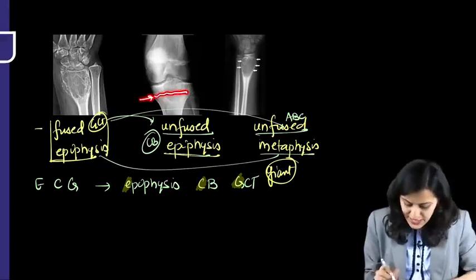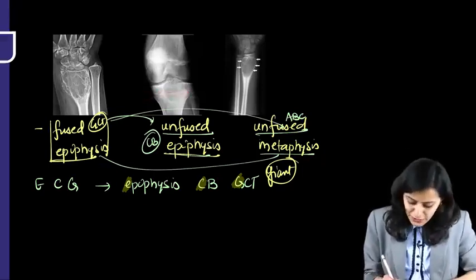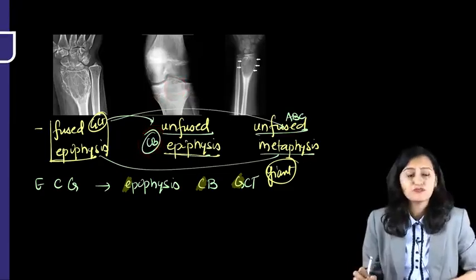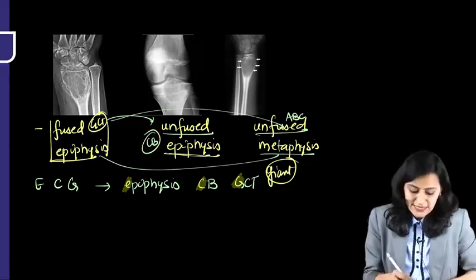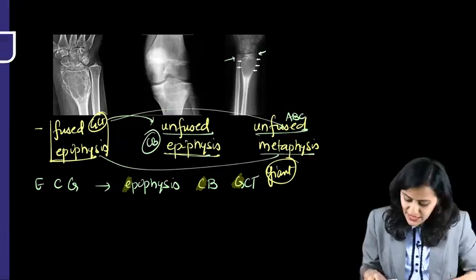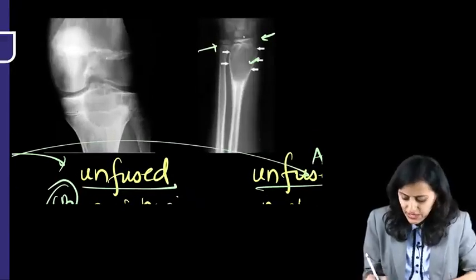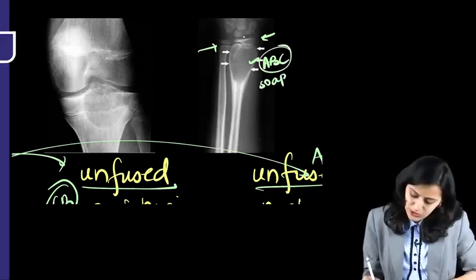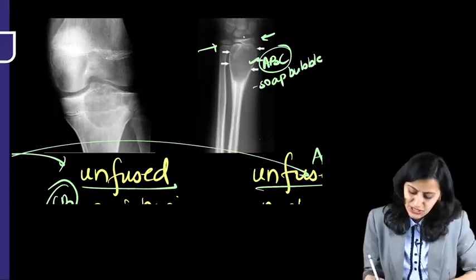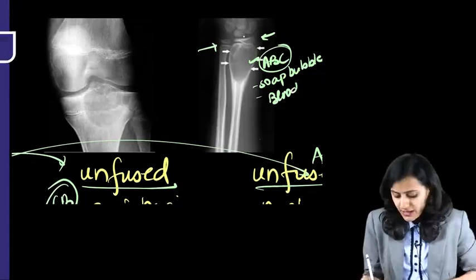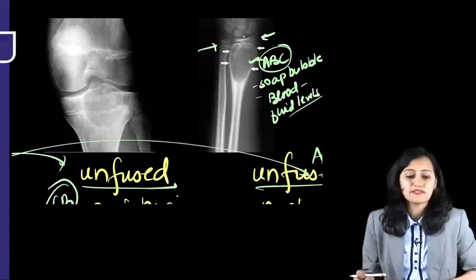Unfused skeleton, you see that gap there, the growth plate. And you have the epiphysis involved. Unfused epiphysis is chondroblastoma, which histopathologically has chicken wire calcification. Then you have this unfused skeleton again. The lesion is in the metaphysis, not the epiphysis. This is going to be aneurysmal bone cyst, which can also show the soap bubble appearance like GCT. Aneurysm tells you that there is something related to blood. So on MRI, it can show the blood fluid levels.